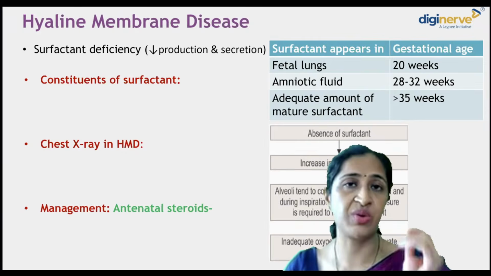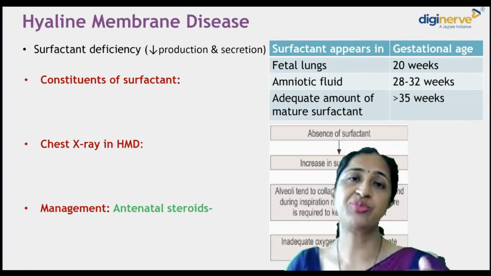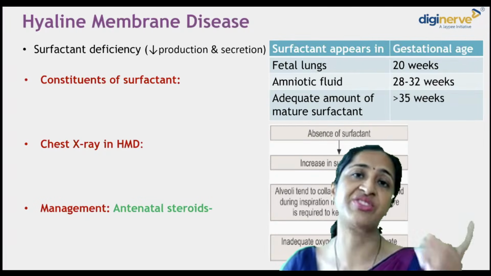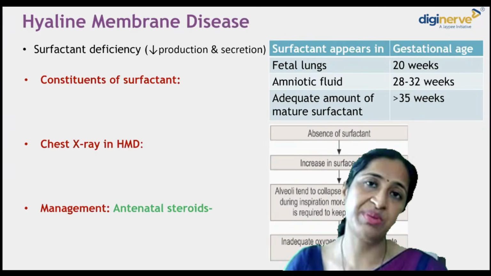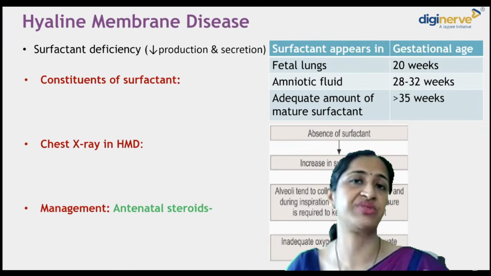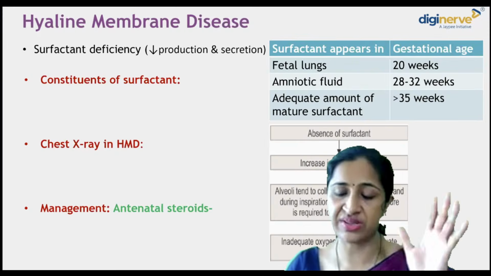Surfactant is produced by what? Type 2 pneumocytes. Type 2 pneumocytes mature into the respiratory tract in the 3rd trimester of pregnancy. So the earlier the baby, the lesser the migration and formation of the type 2 pneumocytes. That is the surfactant deficiency.